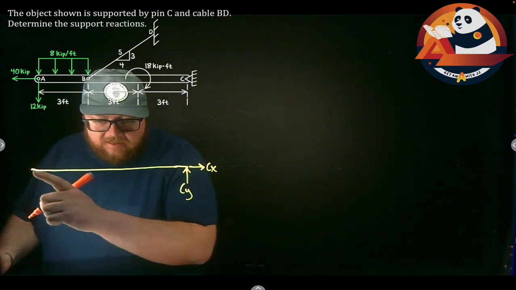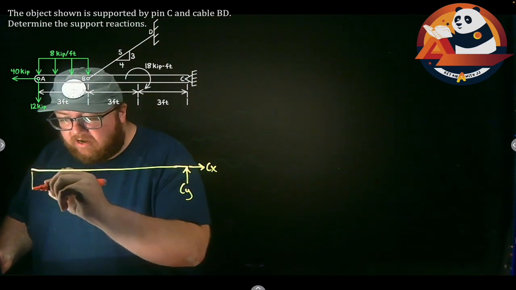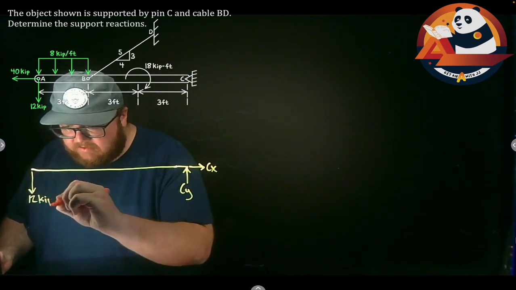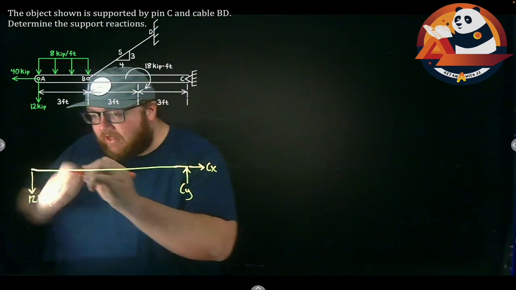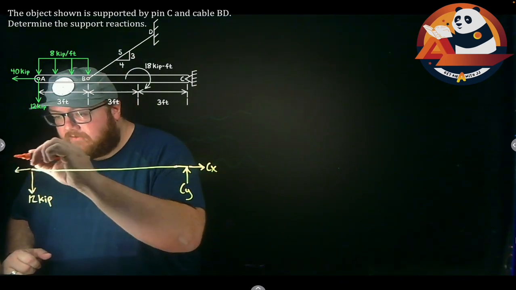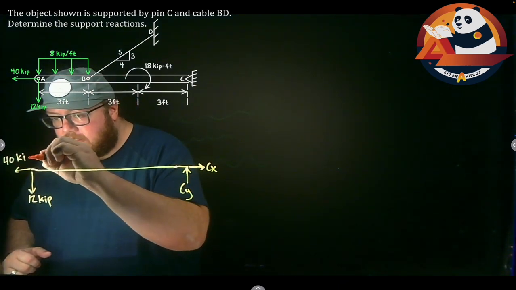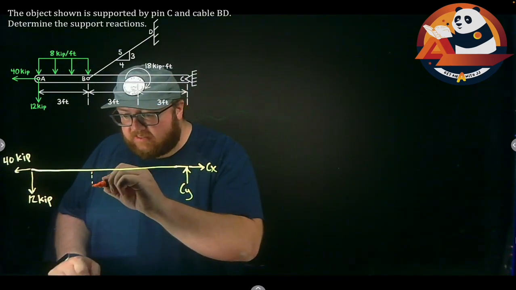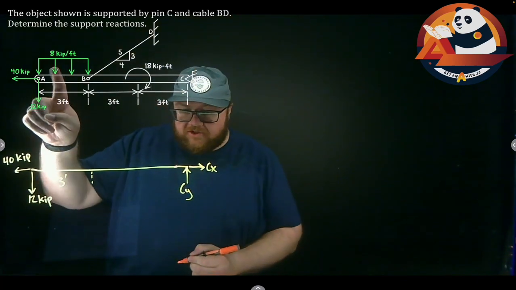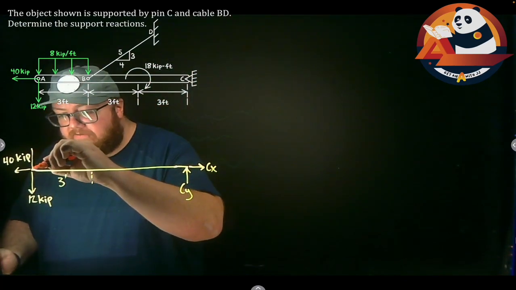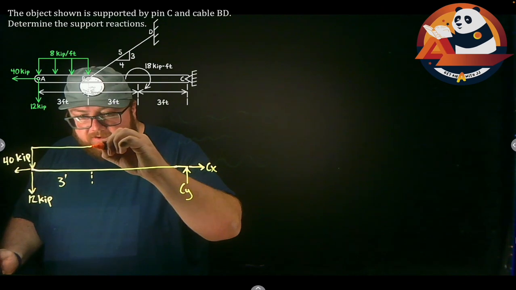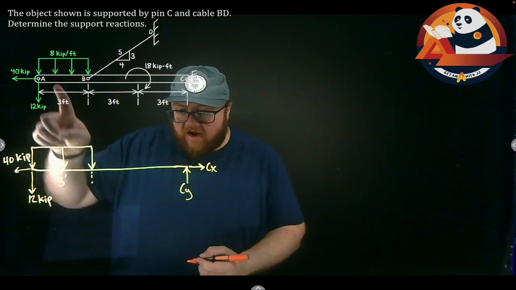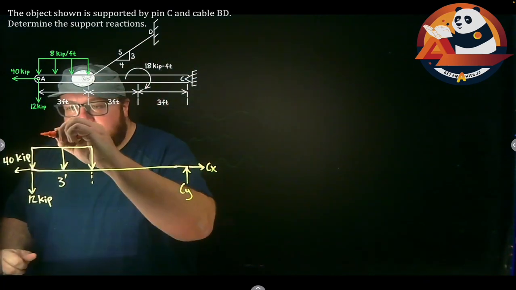At point A, I have 12 kips going straight down, and I have 40 kips going to the left. So let's get that in there as well. 40 kips. Over the next 3 feet, I have a rectangular distributed load. So let's model that in. Just a handful of lines coming straight down. It's 3 feet wide, and our height is 8 kips per foot.